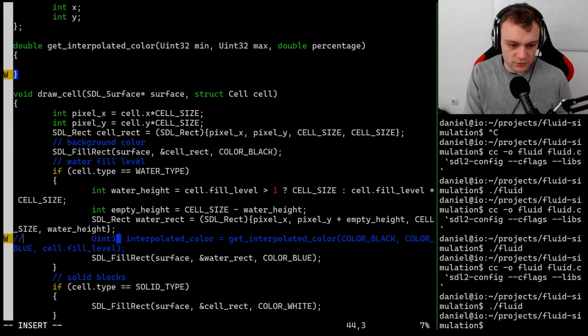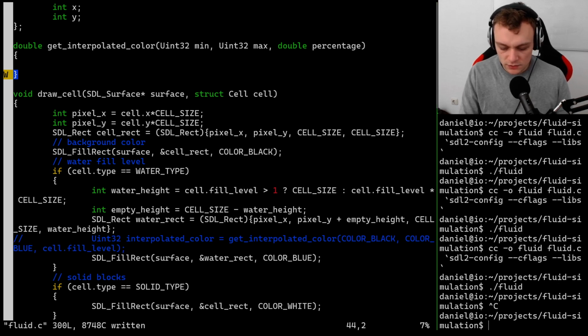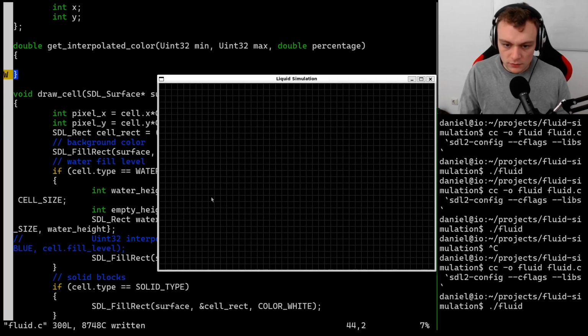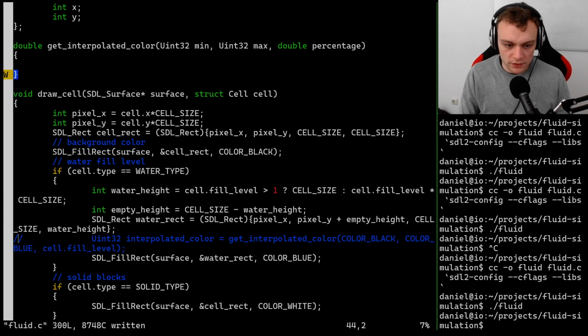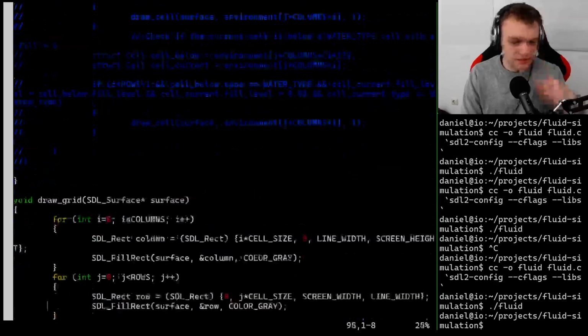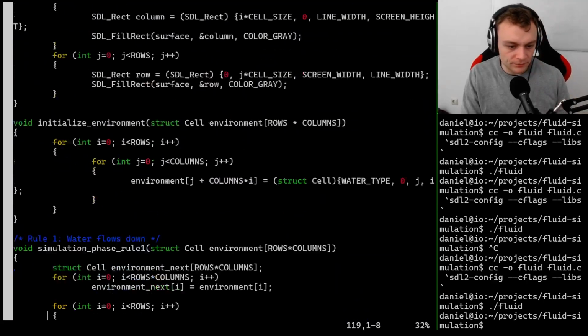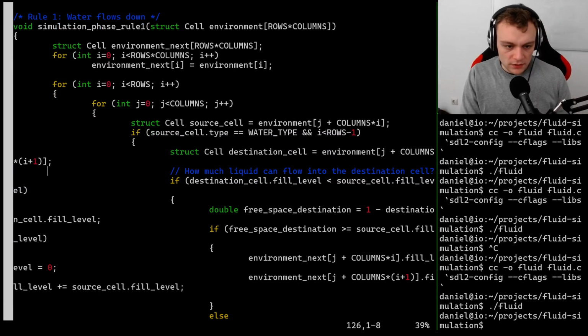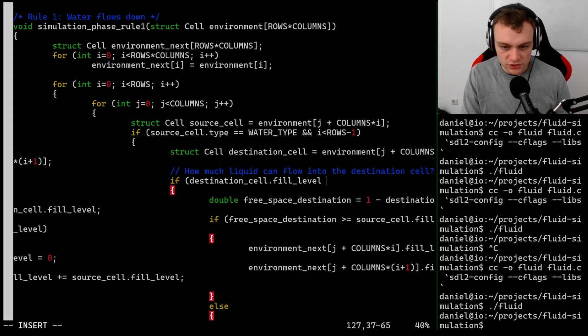Let's forget about this piece of code right here. Okay. Maybe we can do the interpolated colors later. And let's just check that the fill level in the destination cell is smaller than 1, and then that should be sufficient.